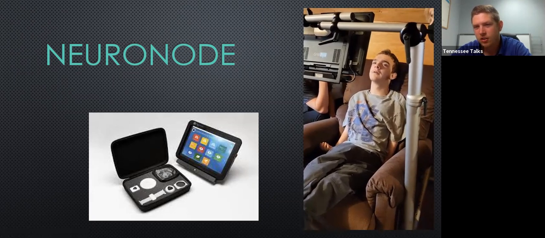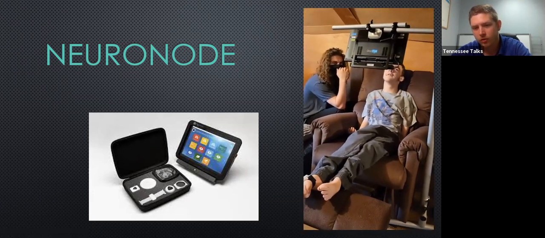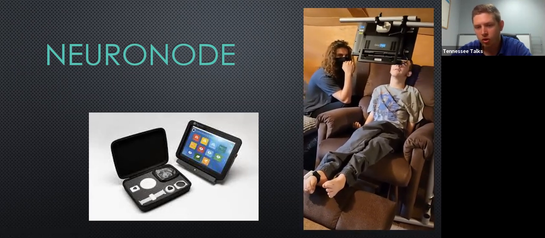So it's going to pan over here to his foot, and you'll see how the NeuroNode works. That right leg is the one he has the most control over.